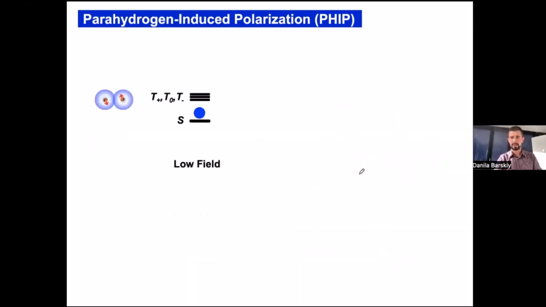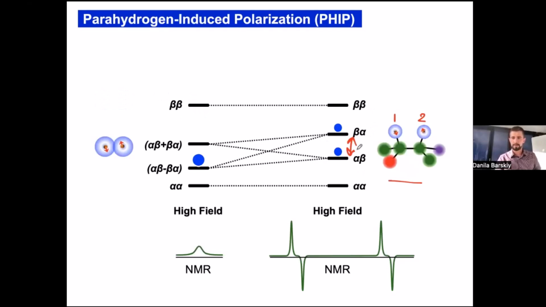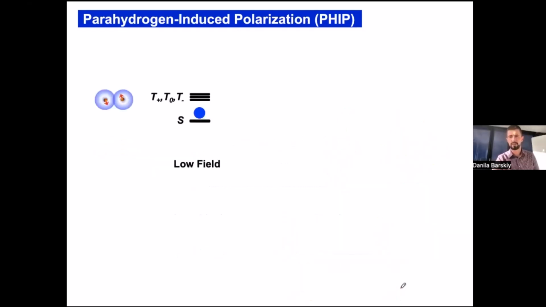So in reality, because of this picture, you're going to see transitions both up, as well as emission. We call it emission because the lines are enhanced downward. That's what you observe if you do a hydrogenation reaction at high field. This is called the Pasadena effect. This is exactly what was discovered and described by Bowers and Weitekamp.